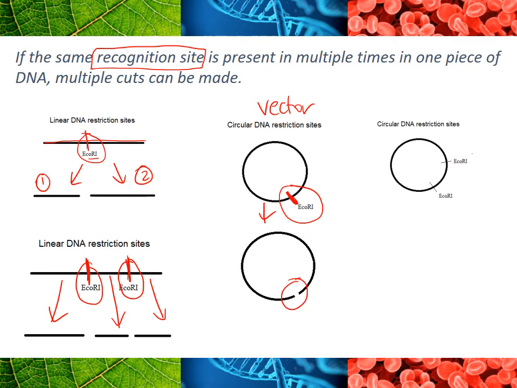If we had 2 restriction sites and it went through and cut both of them, we would end up with 2 different pieces. So this long piece here, and then that piece here would cut it into 2 different sections.